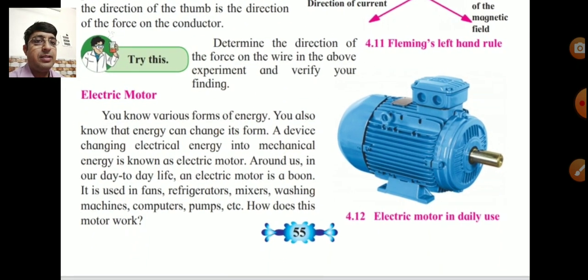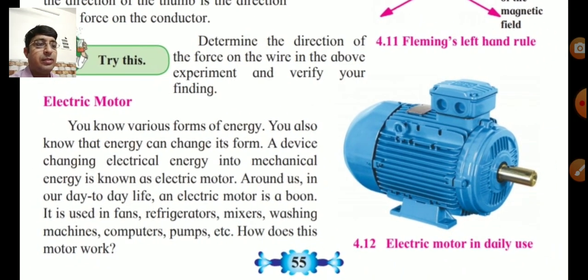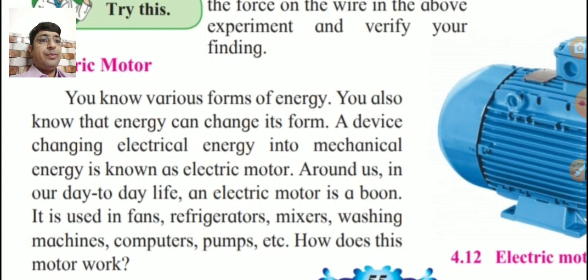Now the next point is electric motor. All of you know about the electric motor. You know various forms of energy. You also know that energy can change its form. Last year in lesson number 2, Work and Energy, we learned in detail that one form of energy is converted into another form. That law is called the law of conservation of energy. We learned that in lesson number 2 in standard 9.